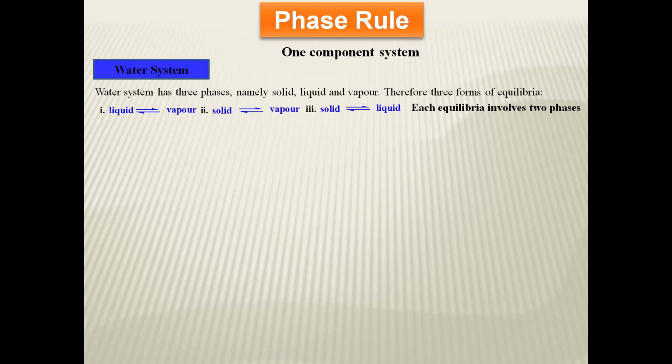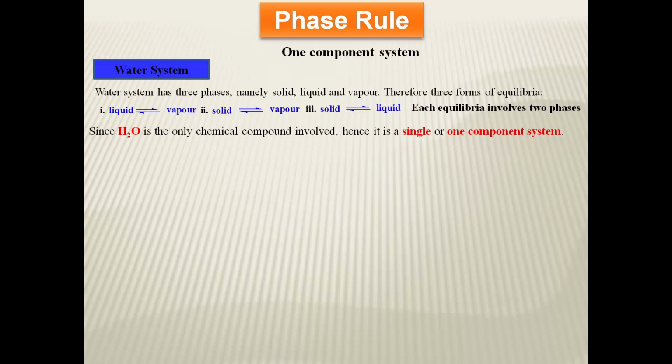Each equilibrium is involving two phases here, and since water is the only chemical compound involved, as I mentioned and clearly explained in the previous videos, what we mean by one component system. Whatever are the different equilibria involved, the chemical compound is only water, hence it is one component system.